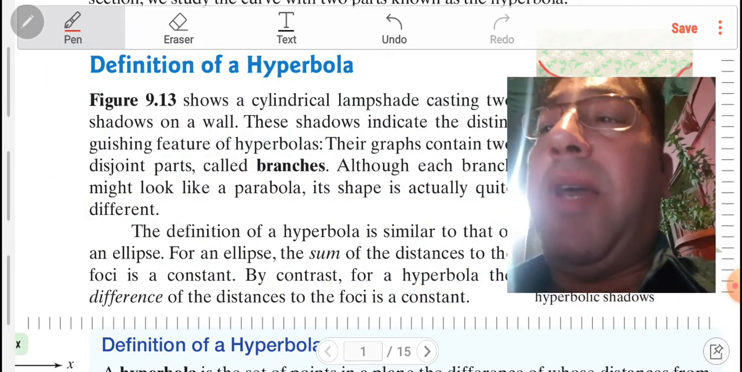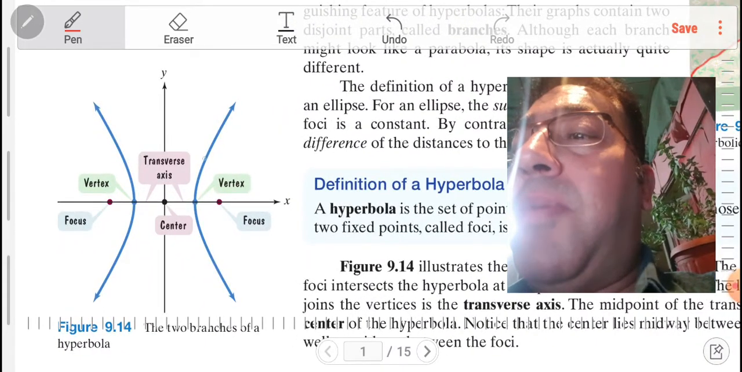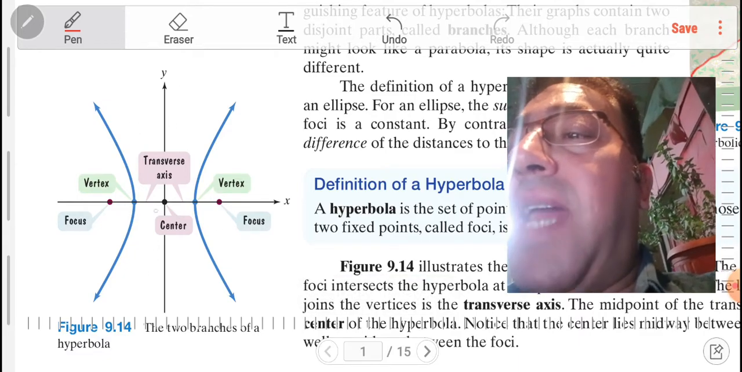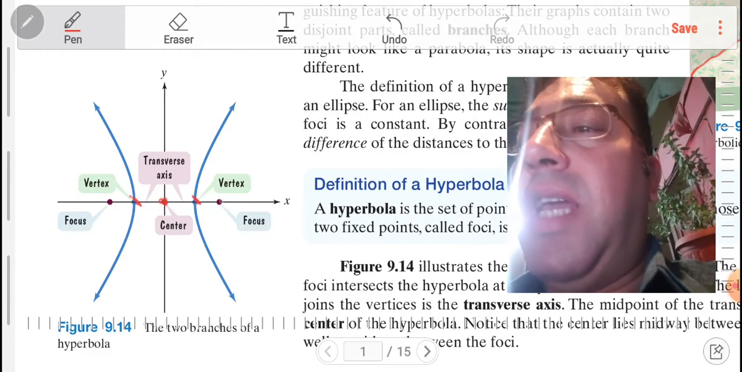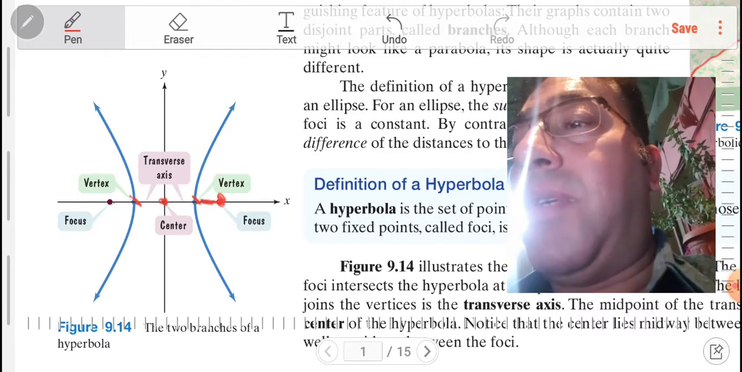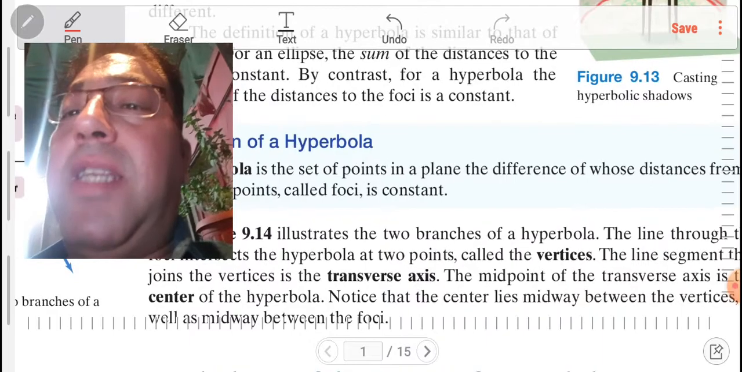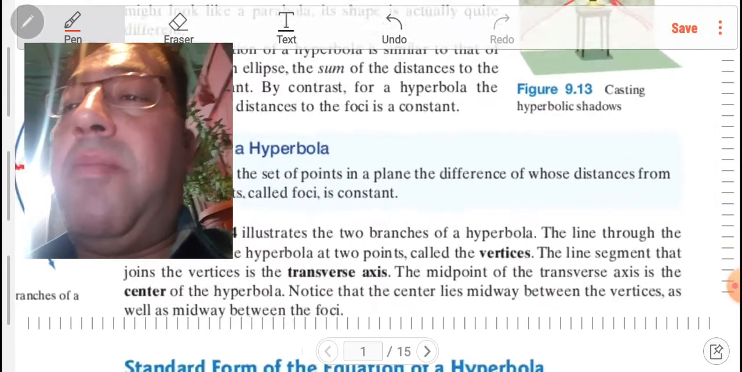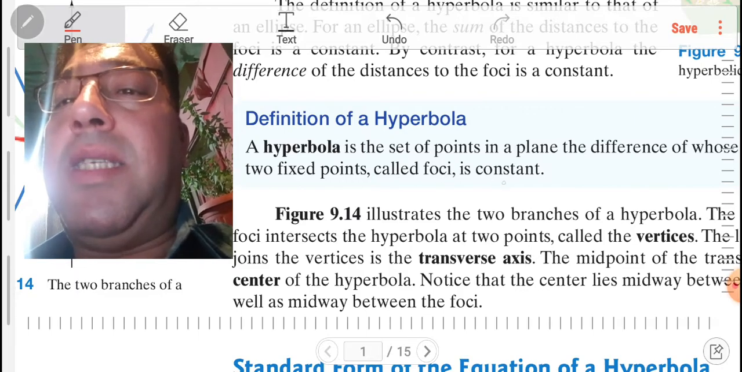What does it mean by the hyperbola, and what are its ingredients? The hyperbola contains two curves, one to the right and one to the left, one transverse axis, one center between them, two vertices, one here and one there, and two foci, one near each vertex. The definition of the hyperbola is the set of points in the plane, the difference of whose distances from the two fixed points called foci is constant.